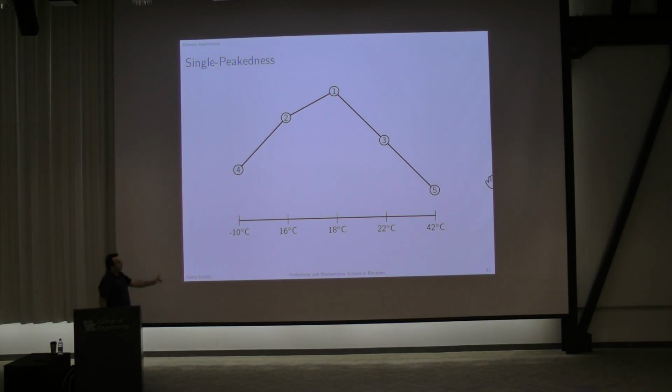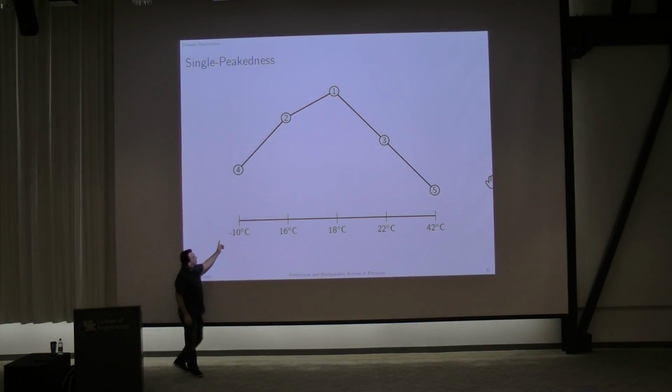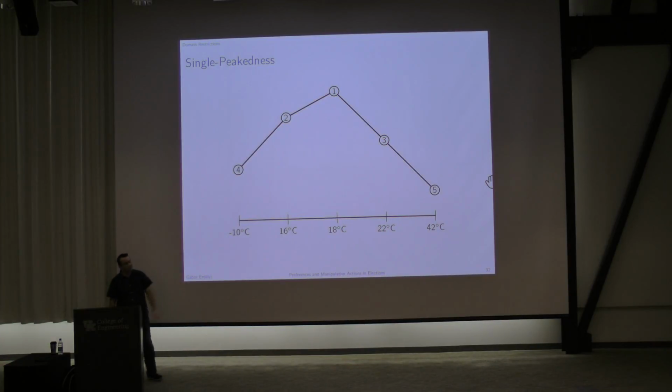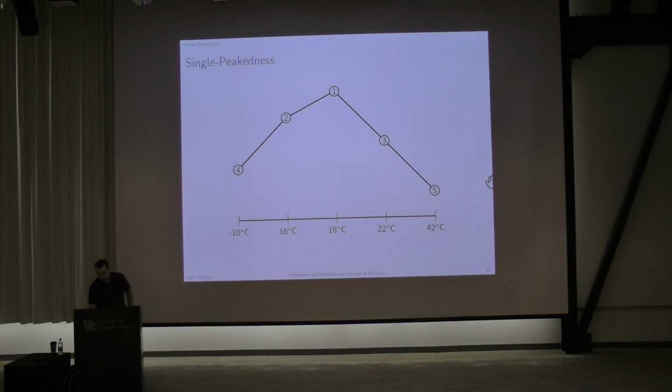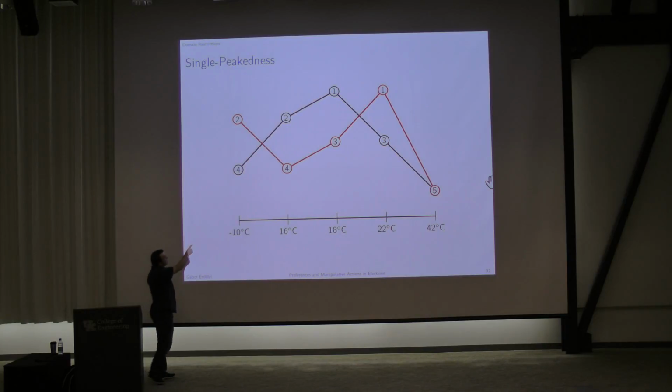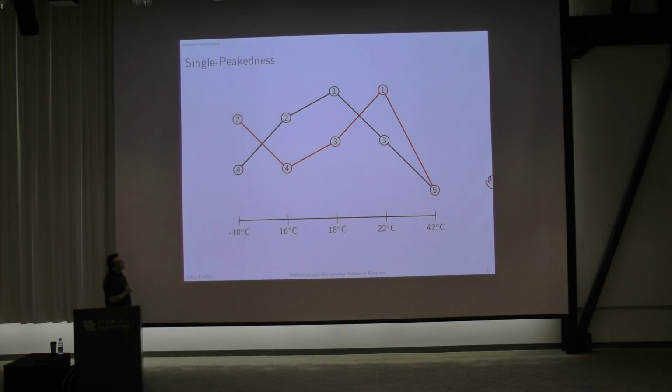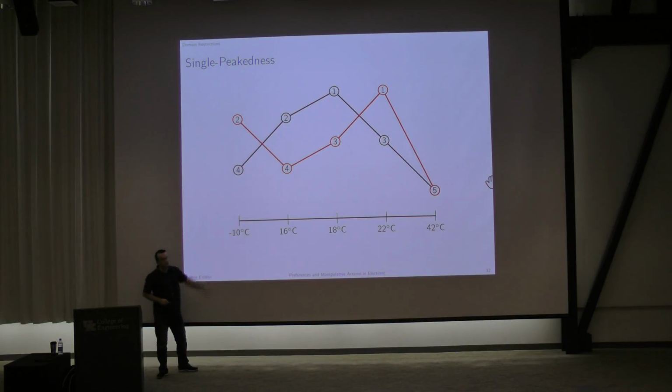Now, as you can see, if I have an axis over the candidates, simply ranking them from the lowest temperature to the highest temperature, my preference profile can be drawn here as a single peak, because I have only one peak. Now, if you have a second voter whose preferences are 22 degrees, minus 10 degrees, then plus 18, 16, and 42, he clearly has two peaks. This voter is not single-peaked according to this axis, this ordering of the candidates.